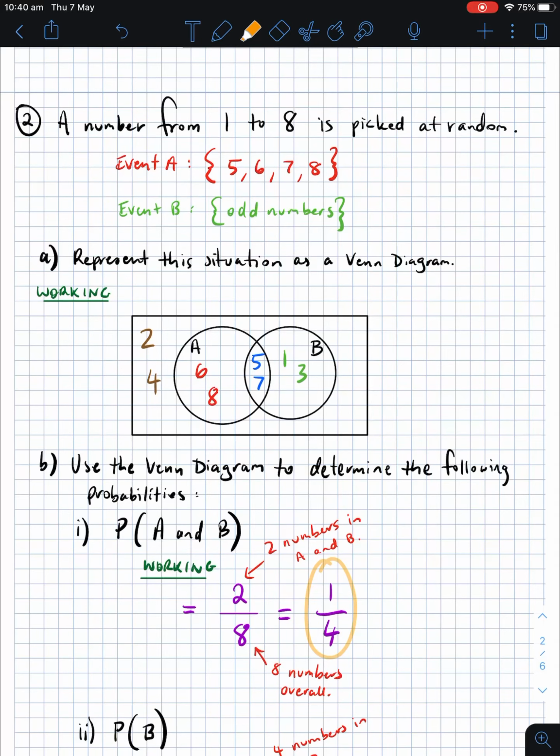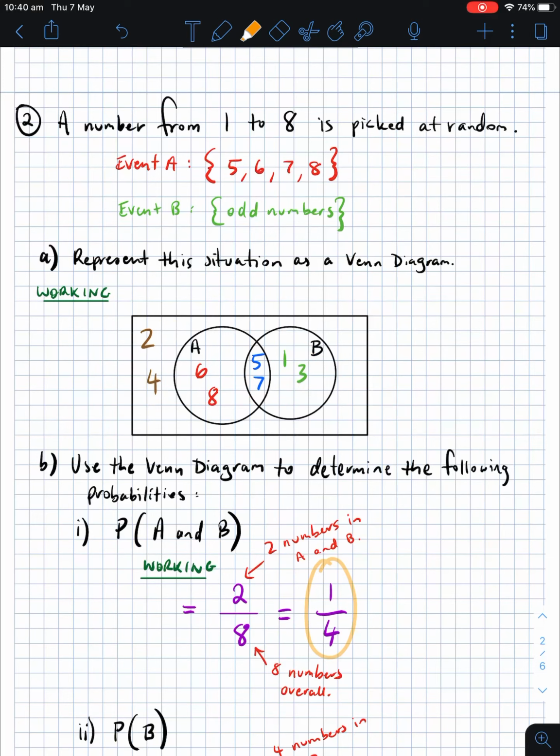So event A is if you pick any of these numbers. And event B is if you pick any of these numbers. So we've got 2 certain events. The first question is represent this situation, these events, as a Venn diagram. So what we do is we literally put these numbers into their correct sections. And remember, we've got 4 sections here.